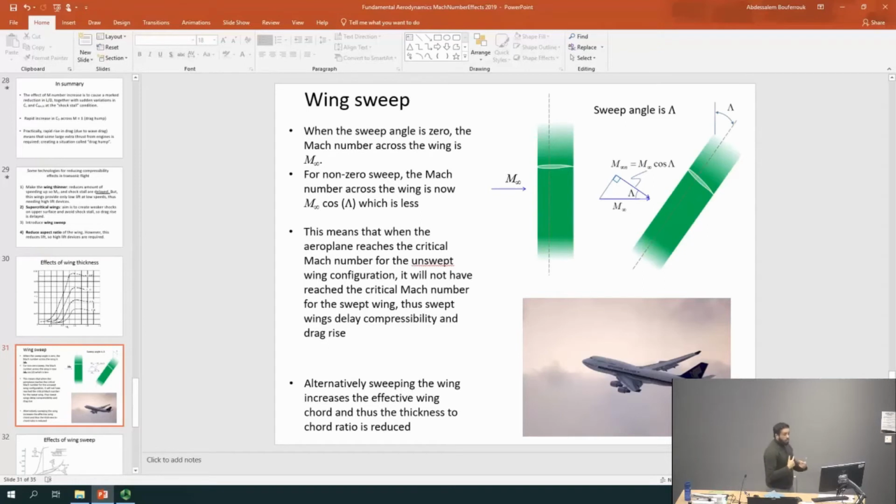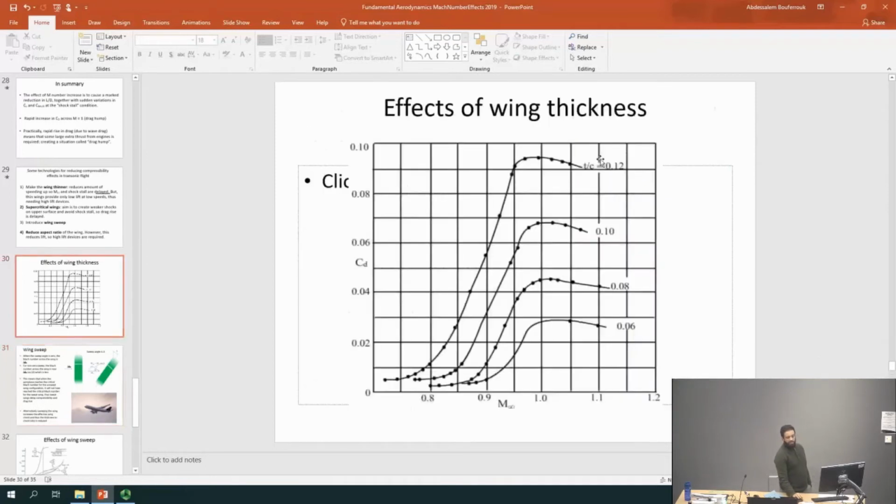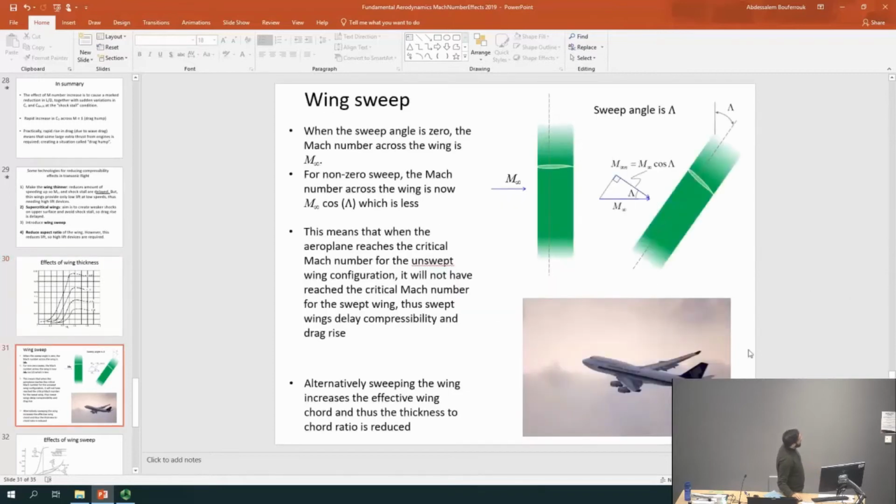Right, one way people look at sweeping the wing is actually in terms of the effective chord of the wing. So it turns out that if you sweep the wing, the effective chord will increase, so that the effective thickness also reduces. So we kind of come back to a thin airfoil. By sweeping the wing, the effective chord goes bigger. So for a given thickness, the thickness will go down, and we kind of go back to this case. So this is another way of looking at the effect of sweep.